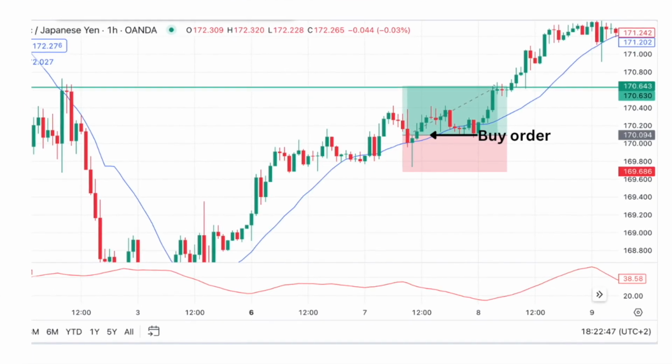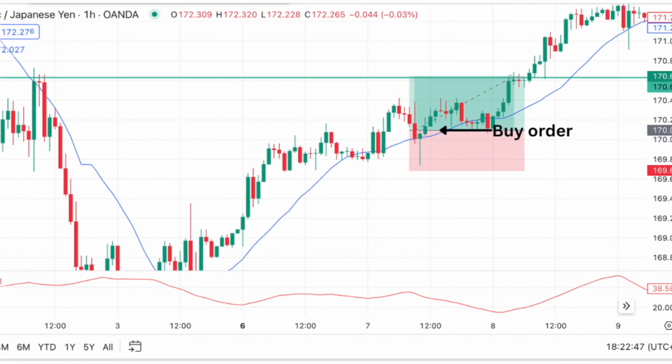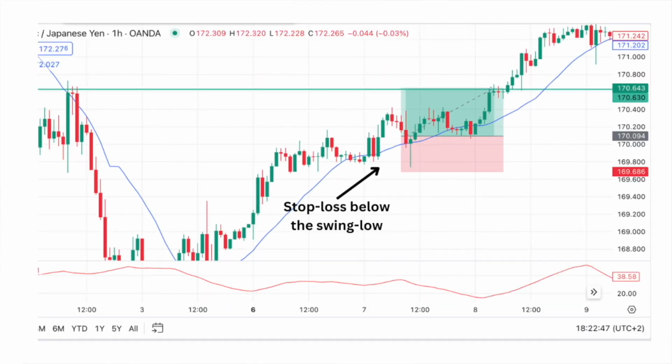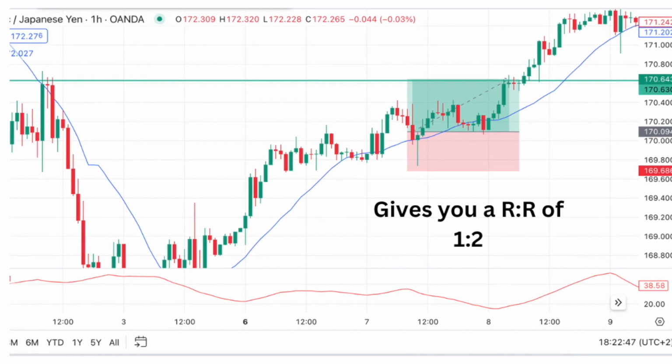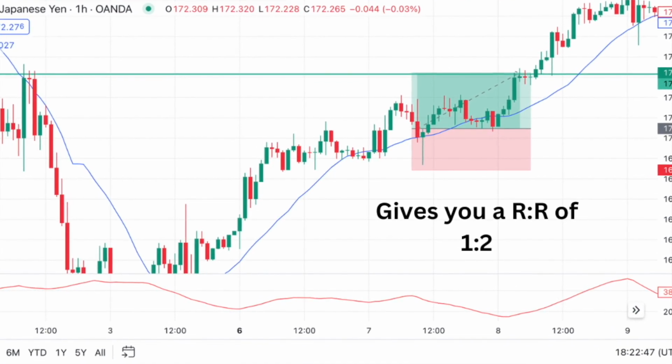I place a buy order above the previous bar's high, and I place a stop loss below the new swing low. I set my profit target just below a major previous resistance level to give me a risk-reward ratio of around 1 to 2, which is fairly conservative. And I lock in a decent profit.